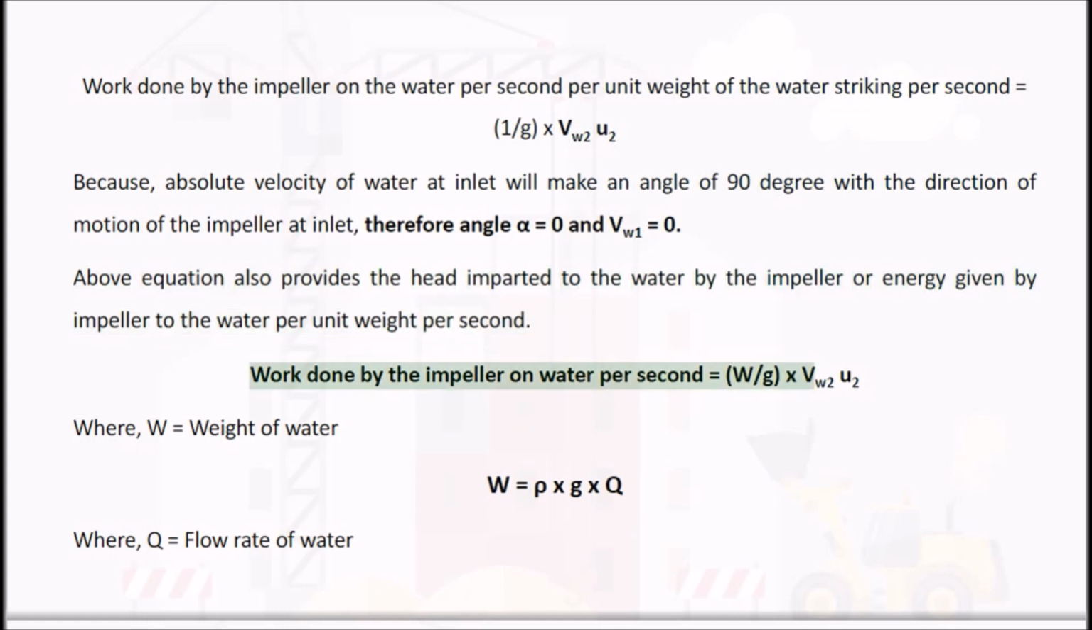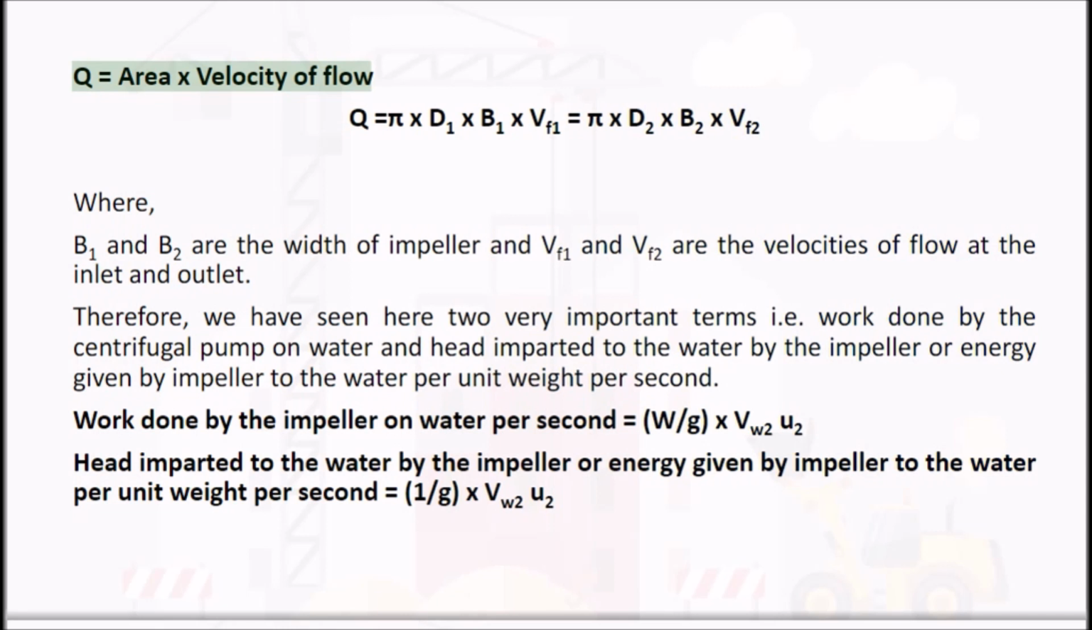Work done by the impeller on water per second equals W/g x V_W2 U2, where W equals weight of water. W equals rho x g x Q, where Q equals flow rate of water. Q equals area x velocity of flow.